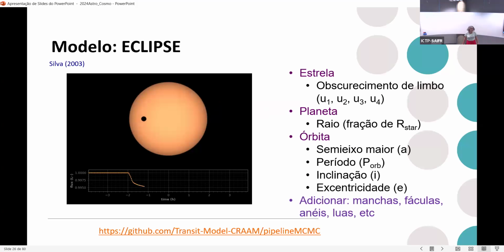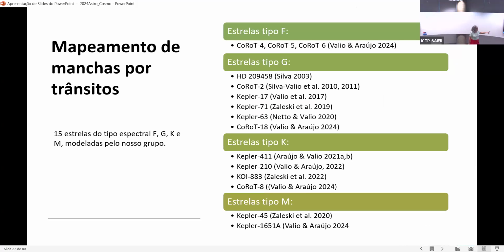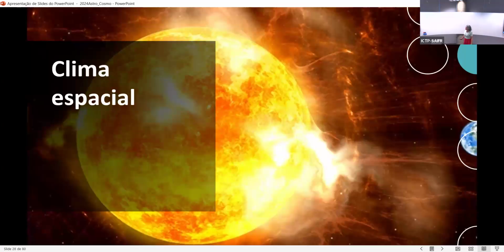Okay, this is the model that I developed with computers, like a pixelated 2D darkened star. And you can add moons and rings to the planet. You can add spots and faculae, which are bright features on the surface of the star. I'm not going to go into that, and here are some of the papers. About 15 stars have had their surface mapped using this model.